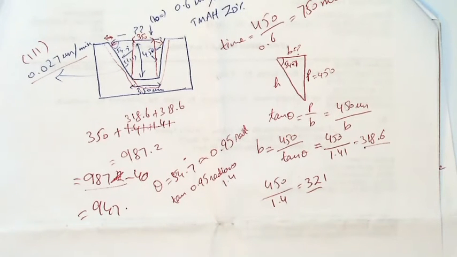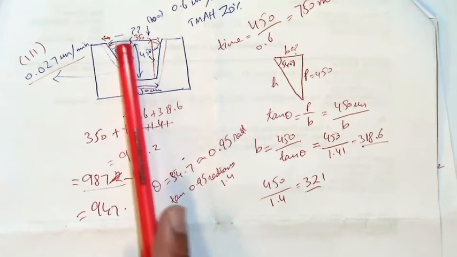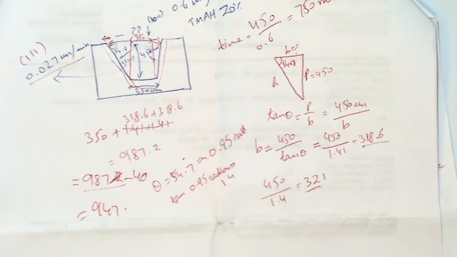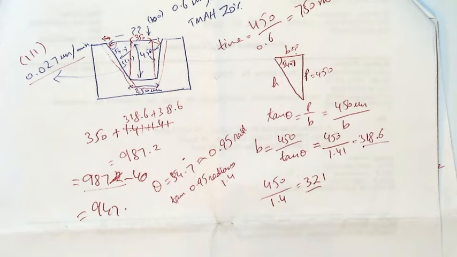Sorry, it should not be 350 plus 40. No, we should not be getting that. It will be going like this. No, it'll always go like that.